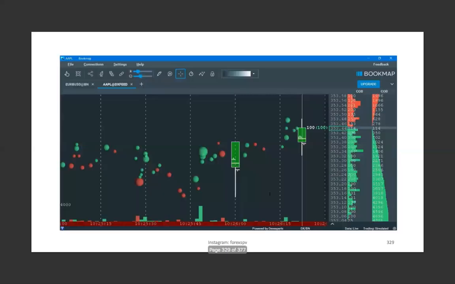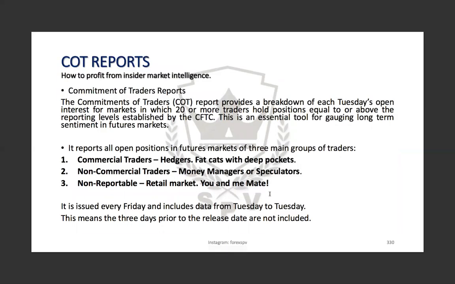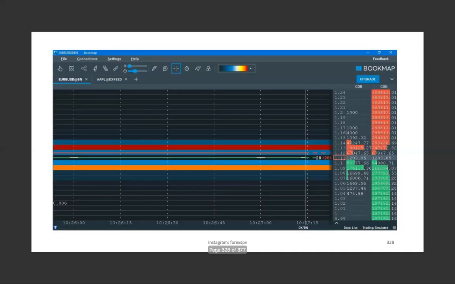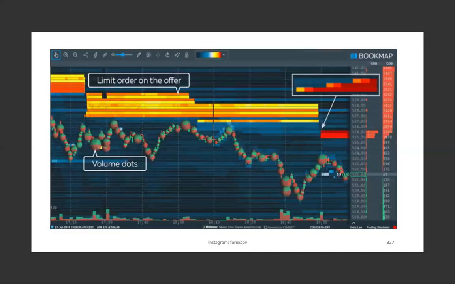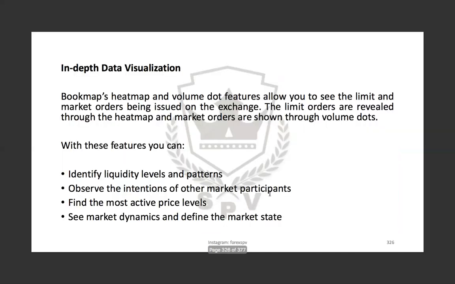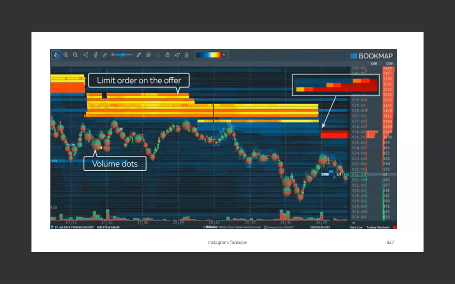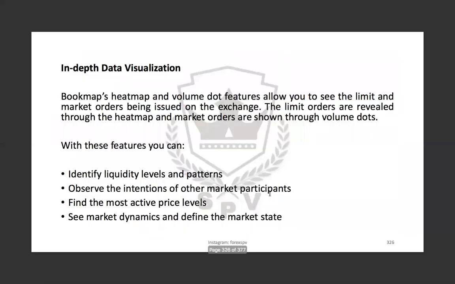So for the part of the Bookmap, I'm not really sure of how to use it for analysis. I'm still learning it, and I think this will be the next add-on in the BTMM. And with the features of the heat map and volume dots, you can simply identify liquidity patterns and liquidity levels.